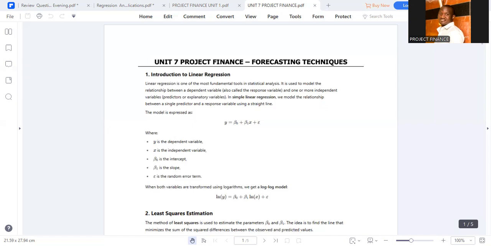So the general linear regression model that we use is y = b0 + b1x + e, where y is the dependent variable, the result, and x is the independent variable, the input. b0 is the intercept, and b1 is the gradient, and e is a random error term. When both variables are transformed using logarithms, we have this kind of outcome.